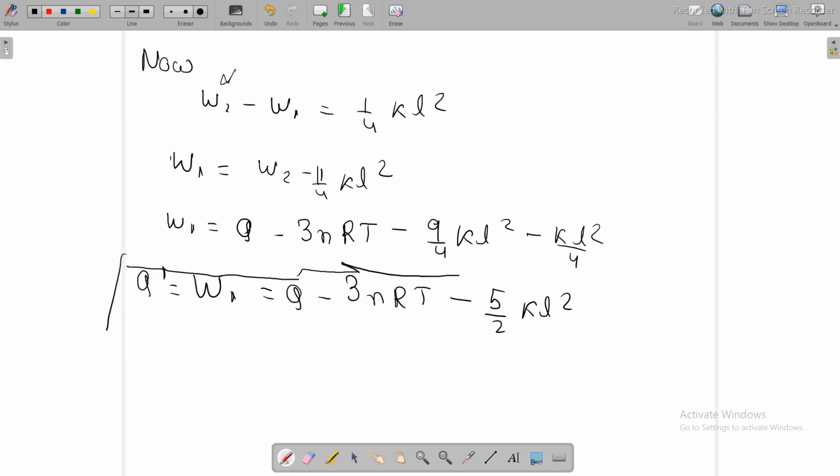Therefore this is our answer, or this is the amount of heat released by the piston.